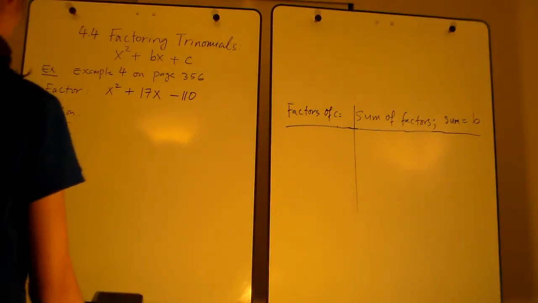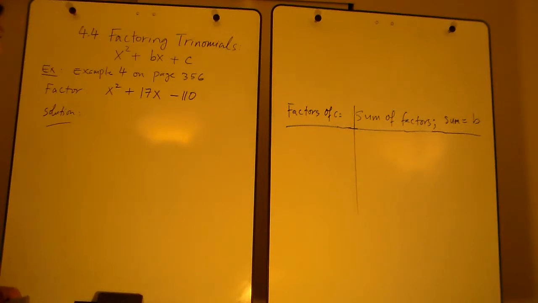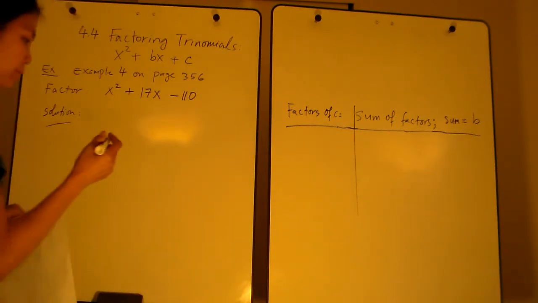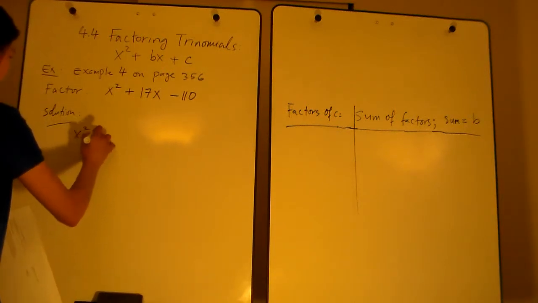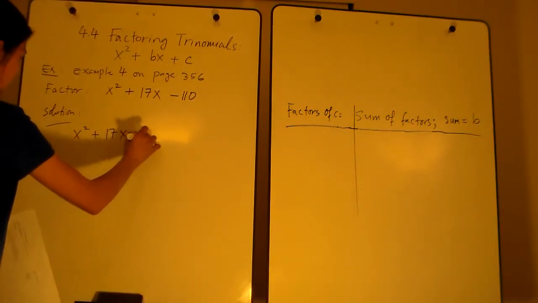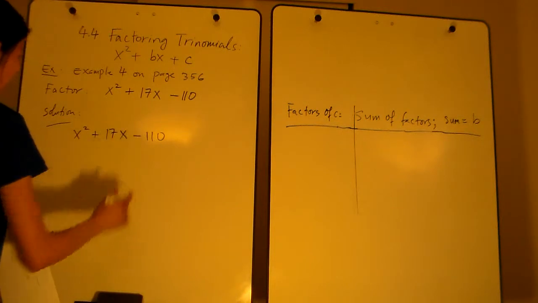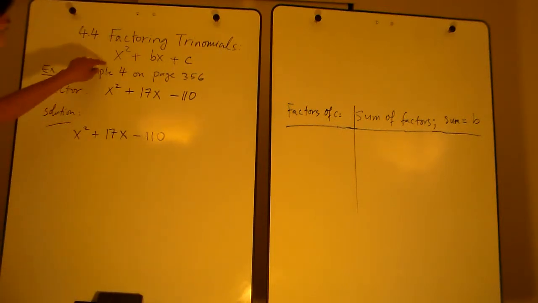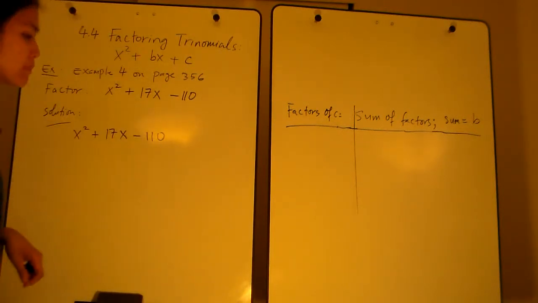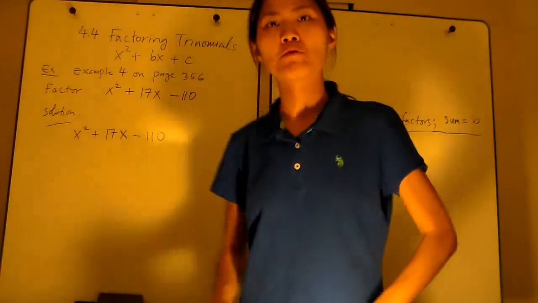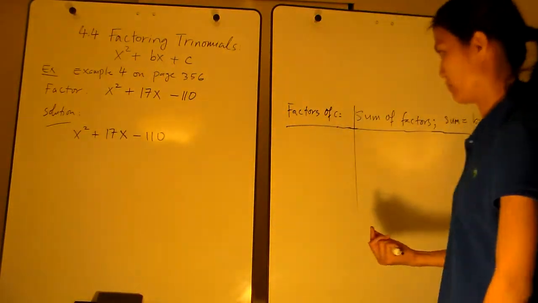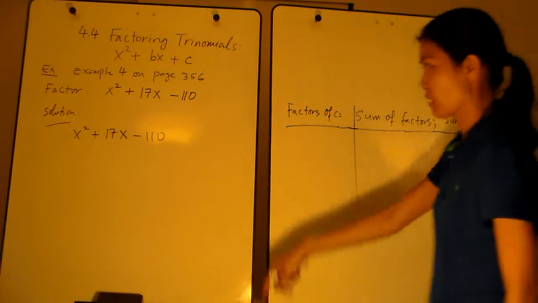Example 4 on page 356. Factor x squared plus 17x minus 110. This is already in the form x squared plus bx plus c. Your job is to figure out which numbers you can use as the factors of c.